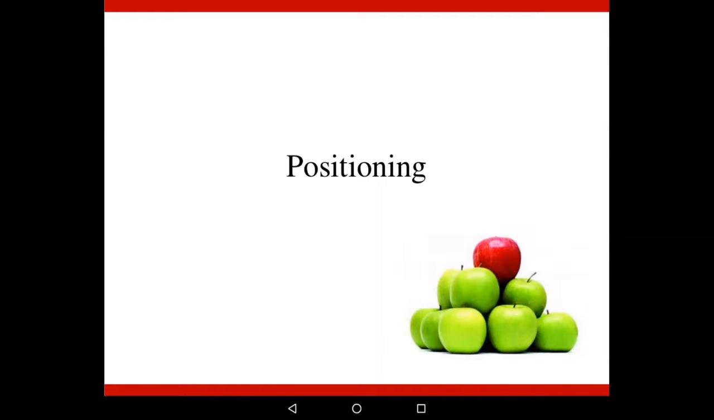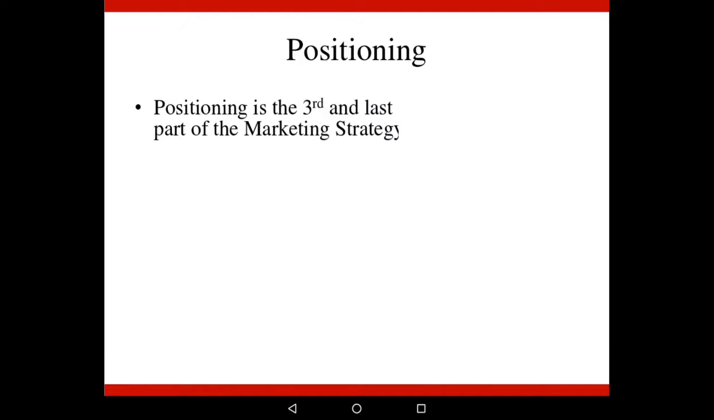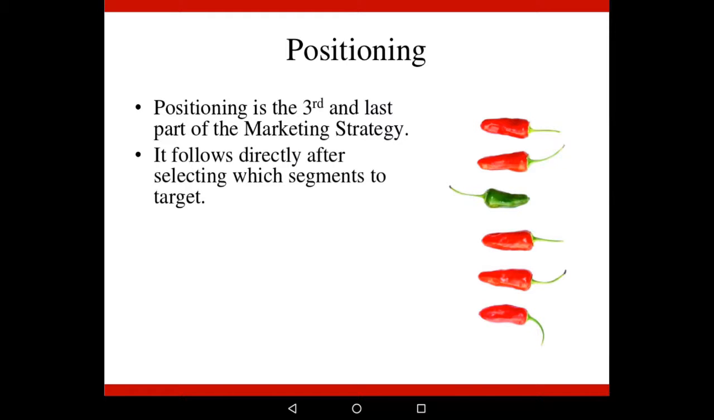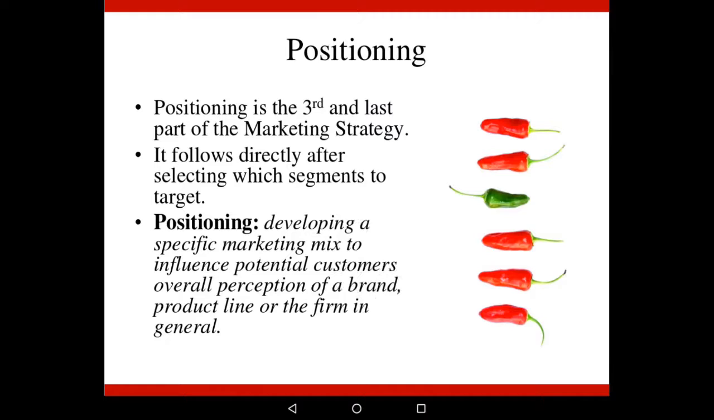Then we just have a quick view at positioning. Positioning is the third and last part of the marketing strategy. The first part is segmenting, then targeting, and then positioning. It follows directly after selecting which segments to target. So what is positioning? It is developing a specific marketing mix to influence potential customers' overall perception of a brand, product line, or the firm in general. So it's developing your marketing mix in such a way that it really influences people's perceptions, what they believe.